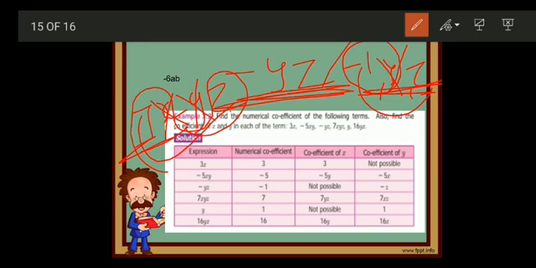So see the fifth one. The fifth one is simply y. So if no numerical coefficient is there, then it is understood that 1 is there. It is 1 times y, 1 into y. So the numerical coefficient of that expression y is 1. What is the coefficient of x? Since there is no x, the coefficient of x is not possible. So what is the coefficient of y? For the coefficient of y, you have to leave y and the remaining is only 1. So the coefficient of y is 1.